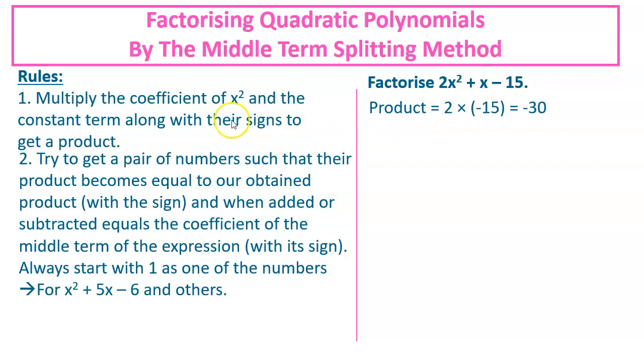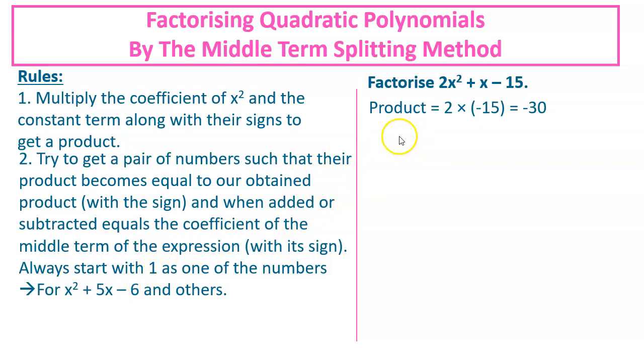Okay, and always you have to search for that pair of numbers. So always start with 1 as one of the numbers. And why I am saying this, let us first of all complete this whole process and then we will be coming to this. This is an example of another quadratic expression that I have given, x squared plus 5x minus 6, and for this you have to start with 1, otherwise you will not be able to factorize this quadratic polynomial. Okay, but you will be understanding the reason of why I am asking you to start with 1 after we go through the entire process.